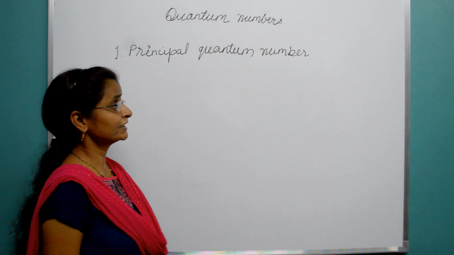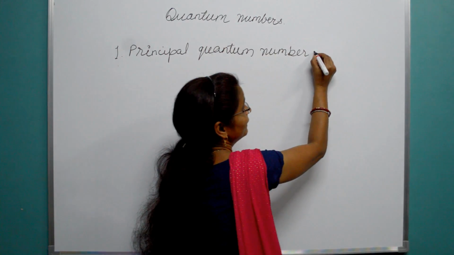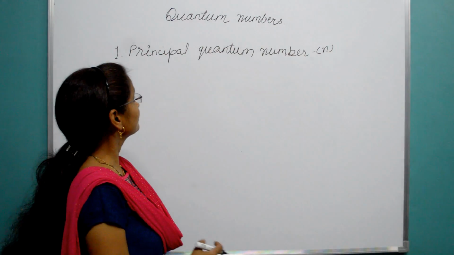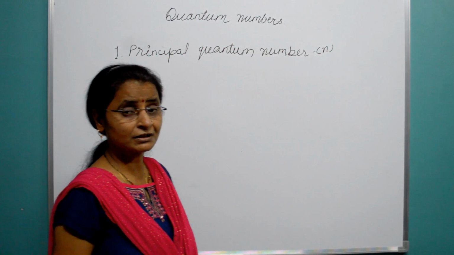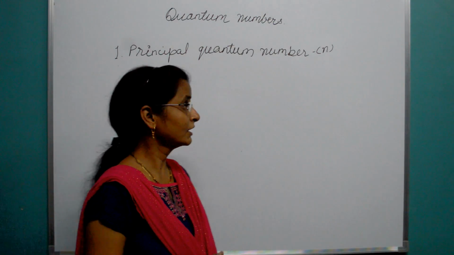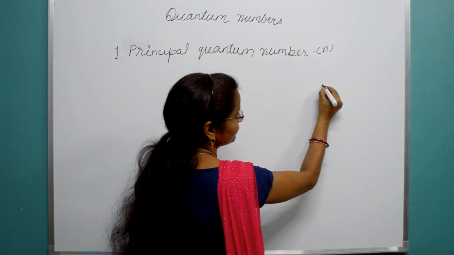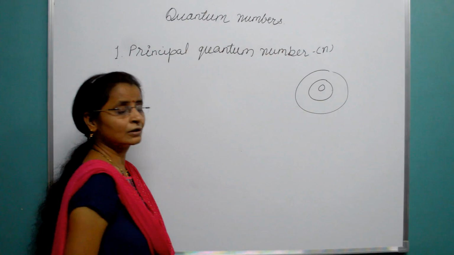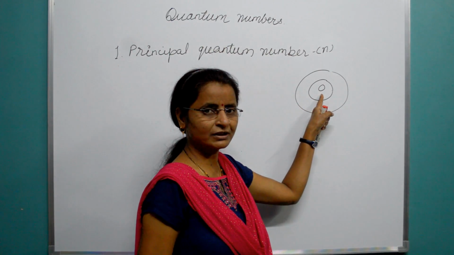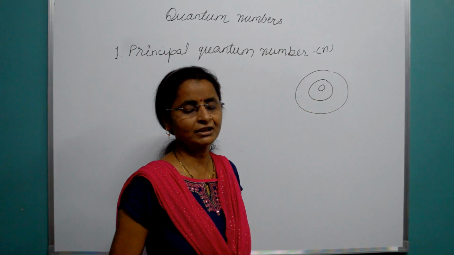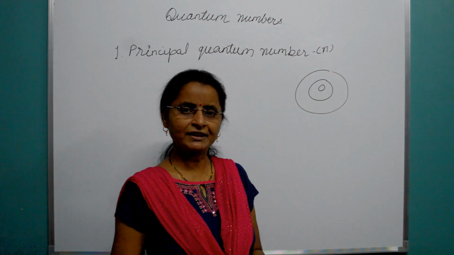The principal quantum number is denoted by the letter small n. This quantum number describes the shell or the energy level. In an atomic structure, in the center what is present? The nucleus, and around the nucleus different orbits are present, and these orbits are nothing but energy levels.